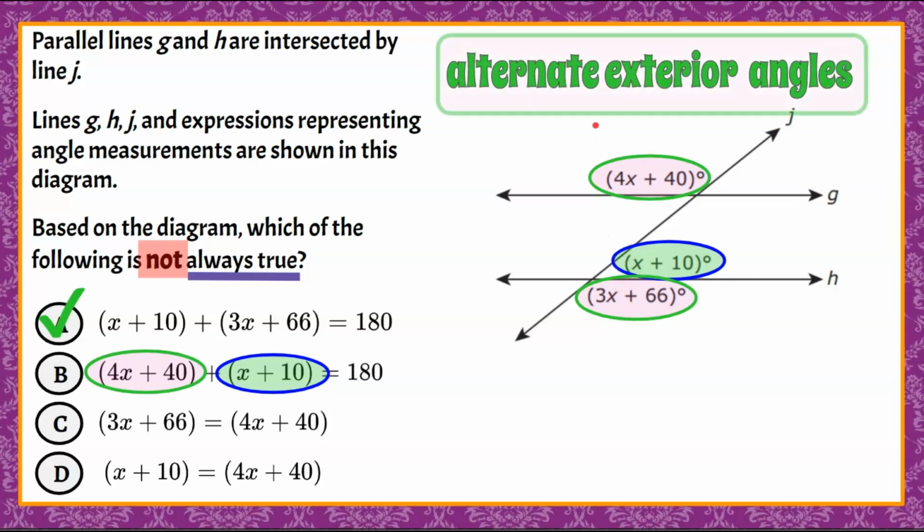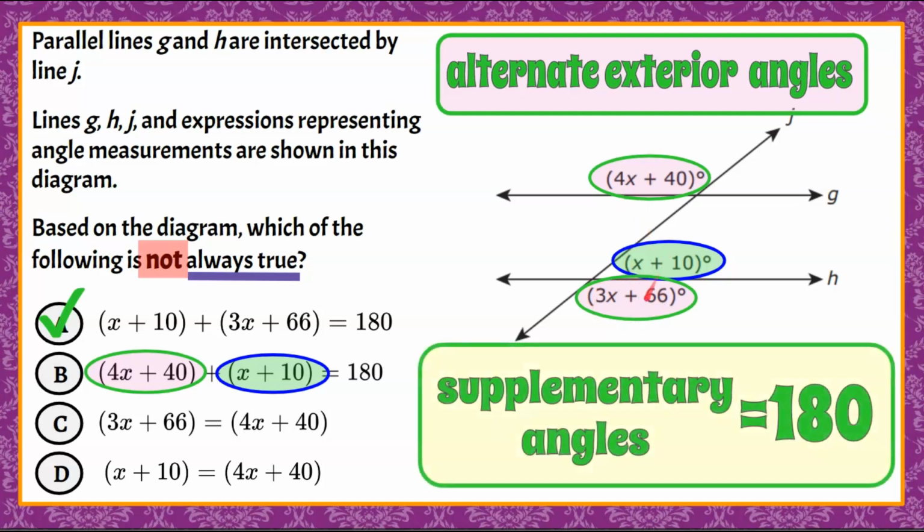They are what we call alternate exterior angles. They are on alternate sides of our transversal, and they are exterior angles because they're on the outside of the parallel lines. They have the same value. And we know that these two angles are supplementary and have a sum of 180. So if this angle plus this angle is 180, and these are the same, then we know that 4x plus 40 and x plus 10 will also have a sum of 180 degrees, and B is true.